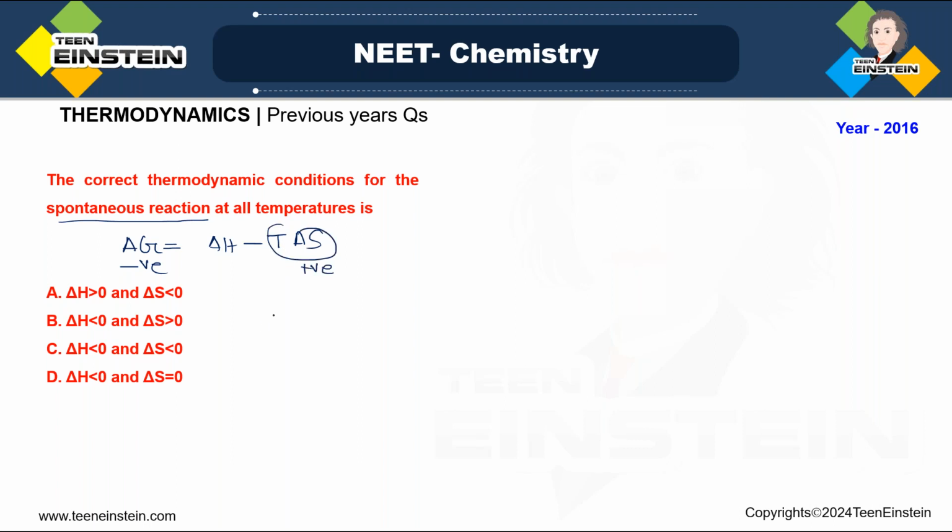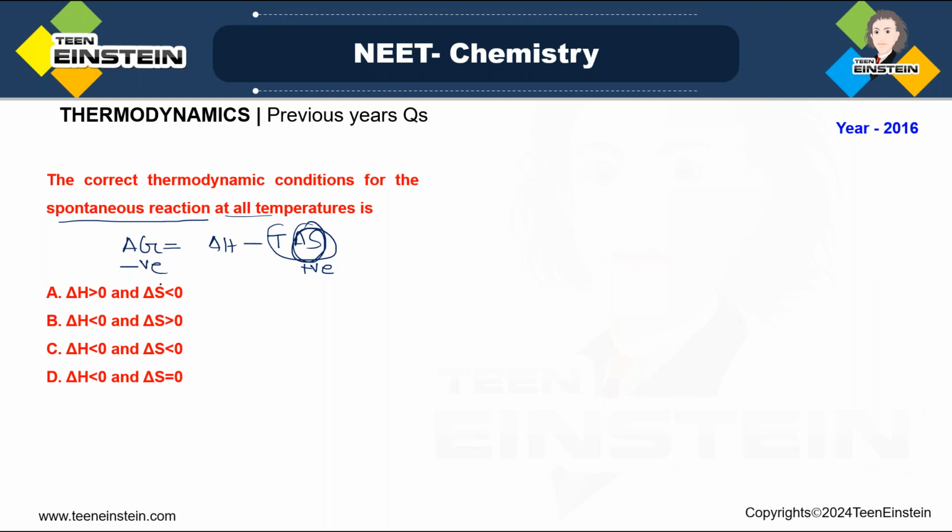Now, T is always positive because it is a single value. That means del S should be positive, then only this total term will be positive. And it is mentioned that at all temperature, so there is no mention of T in any of these options. Only del H and del S, whether they are negative or positive, that is given.